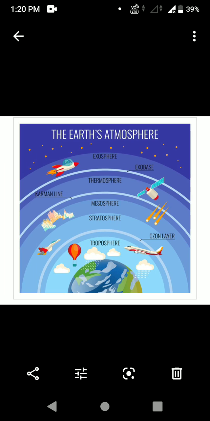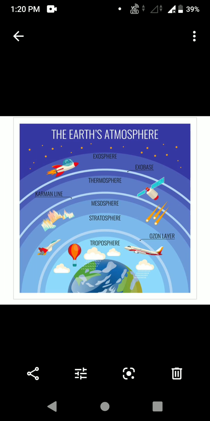In this layer, the temperature decreases with increasing height. And also, do you know, in this layer only the waves are transmitted. Waves means radio waves. From Earth, they are reflected back to Earth from this layer only. Most of the meteoroids nearing the Earth get burned here. The uppermost limit of the mesosphere is the mesopause.